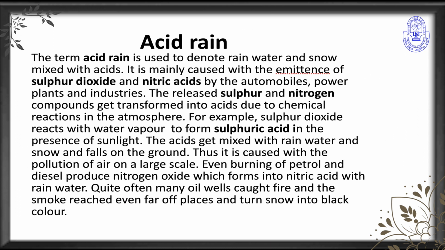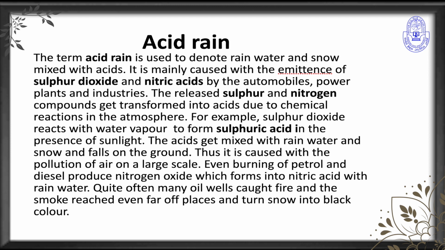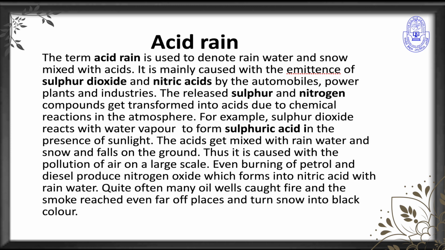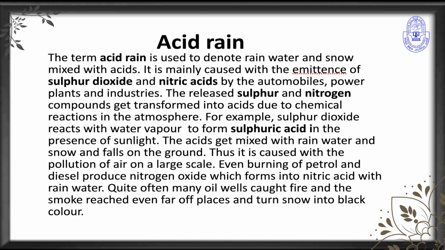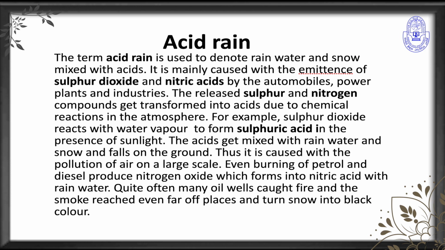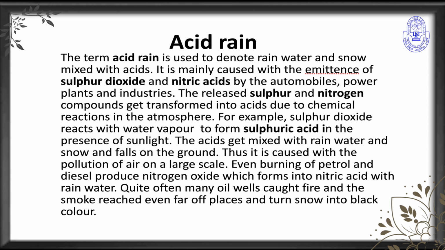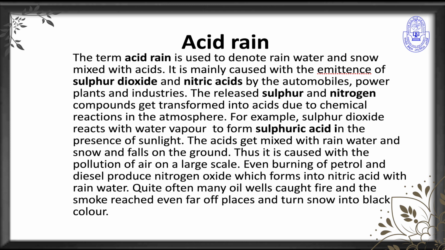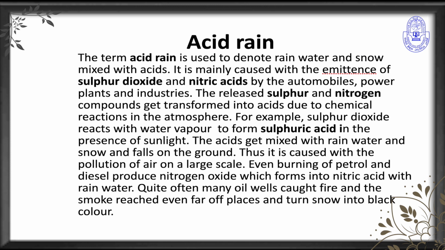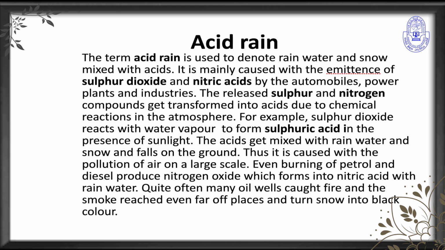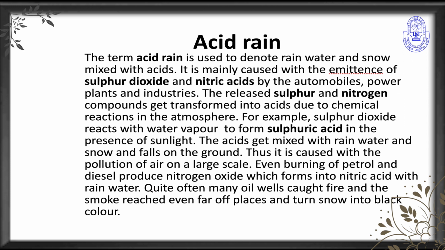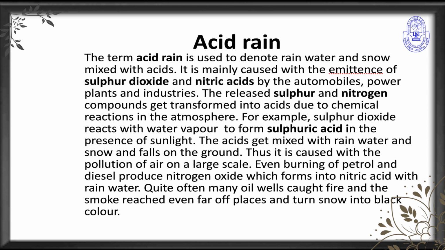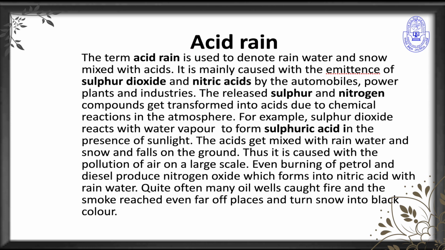Acid rain. The term acid rain is used to denote rainwater and snow mixed with acids. It is mainly caused with the emittance of sulfur dioxide and nitric acids by the automobiles, power plants, and industries. The released sulfur and nitrogen compounds get transformed into acids due to chemical reactions in the atmosphere. For example, sulfur dioxide reacts with water vapor to form sulfuric acid in the presence of sunlight.